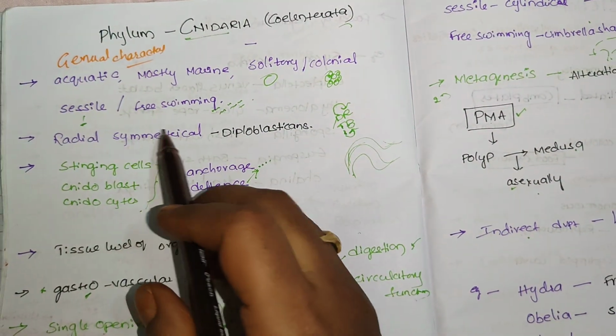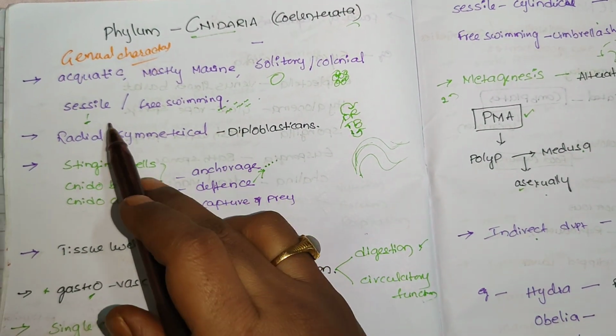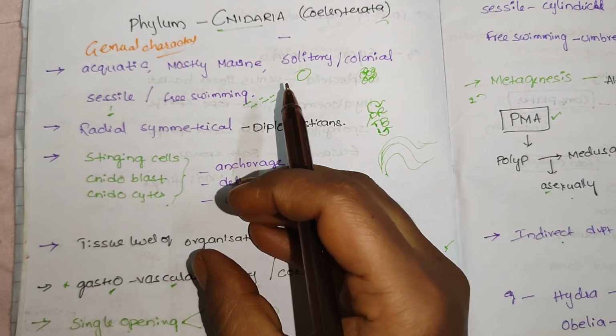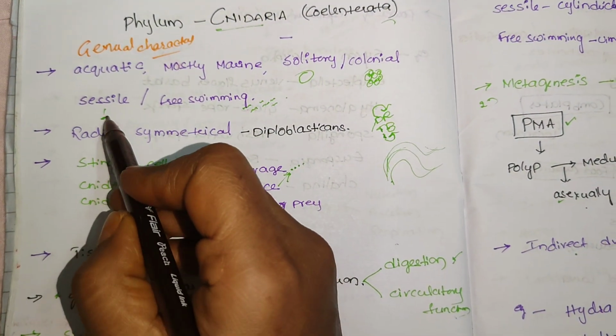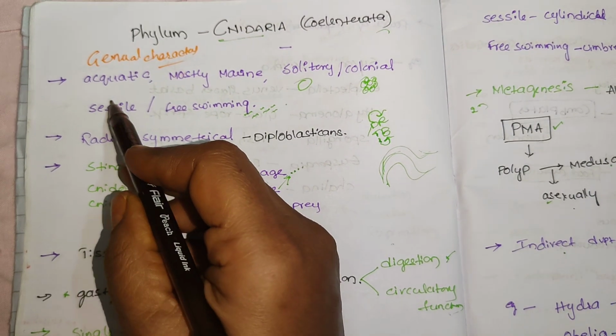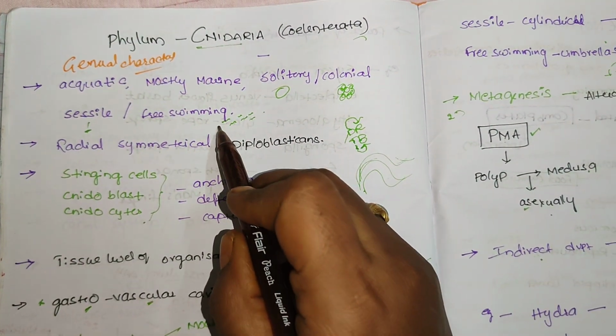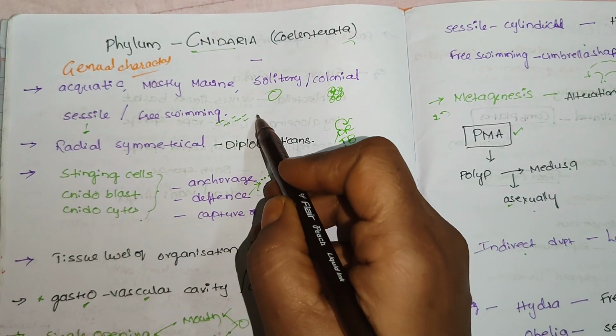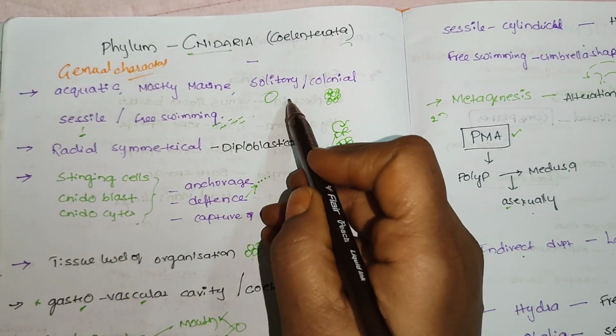Some are sessile, some are free swimming. Sessile means like a statue. They can fix to the substratum and live there only. That is called sessile. Some are free swimming. They can move, they can locomote from one place to another place.